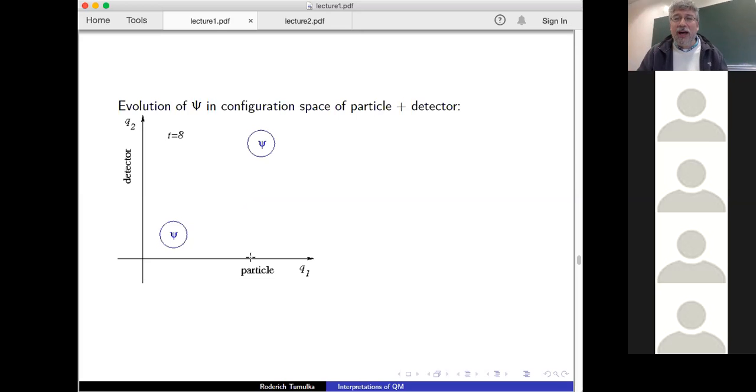Okay, so now we've arrived at the wave function of the composite system of particle plus detector at the end of this measurement process. So we have a wave packet in the southwest corner and a wave packet in the northeast corner. The wave packet in the southwest corner corresponds to no detection, and the one in the northeast corner to a detection has occurred. That is the quantum state of the detector in which the detector has been triggered.